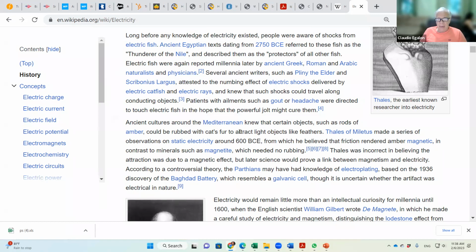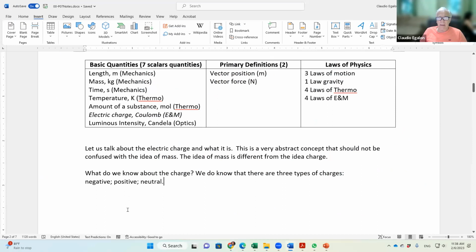Later on, we came up with the idea that in order to explain those phenomena of static electricity, we had to postulate the existence of something that we call the electric charge. Okay, so here you go.